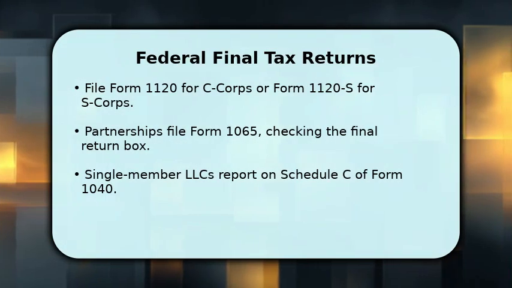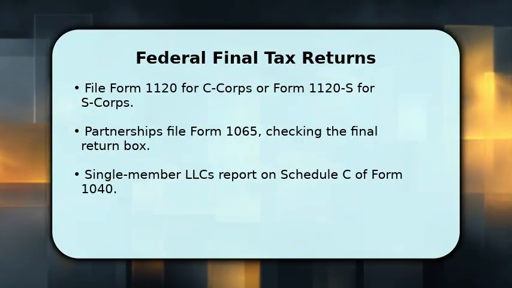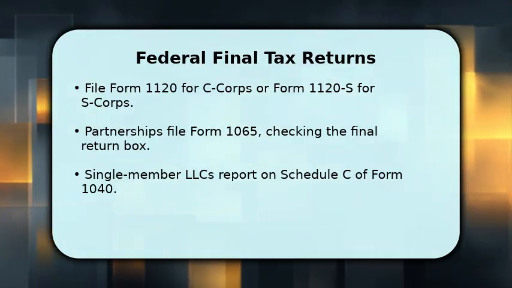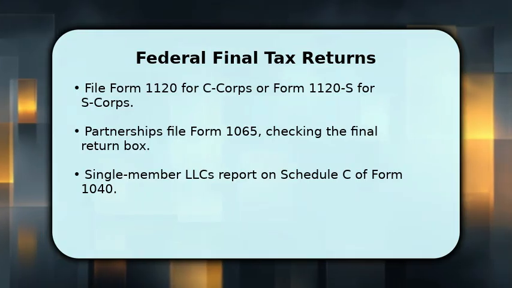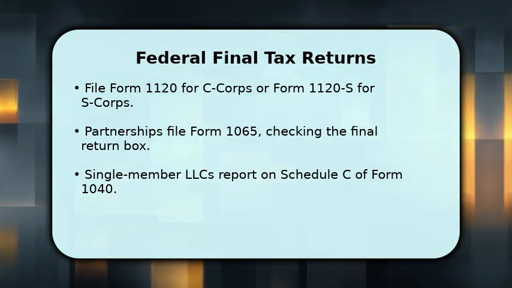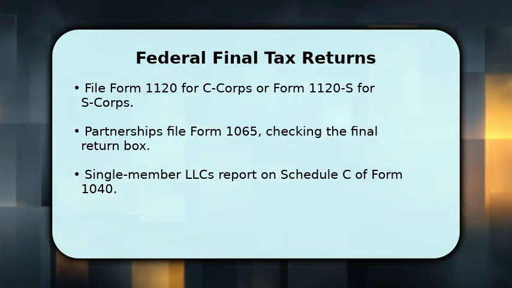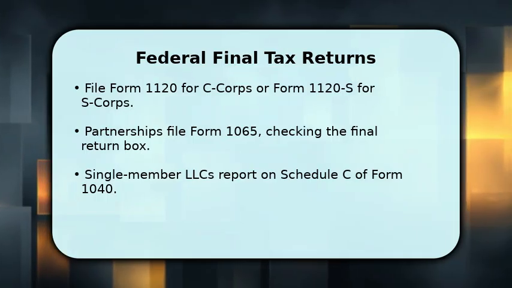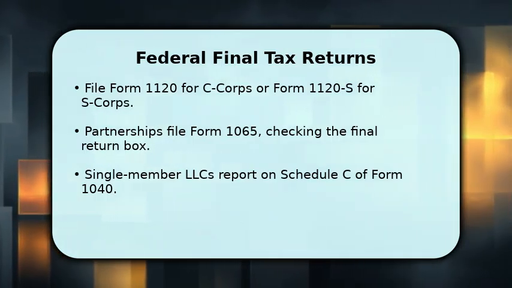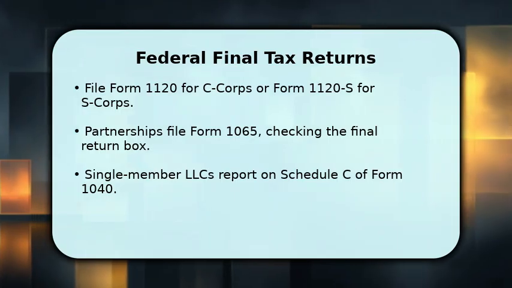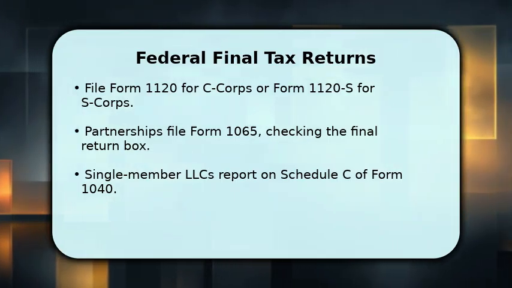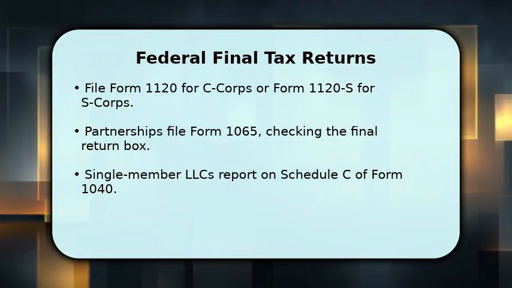For federal taxes, the specific form depends on your LLC's tax classification. If taxed as a C corporation, file Form 1120. For an S corporation, use Form 1120S. Partnerships must file Form 1065, making sure to check the final return box.